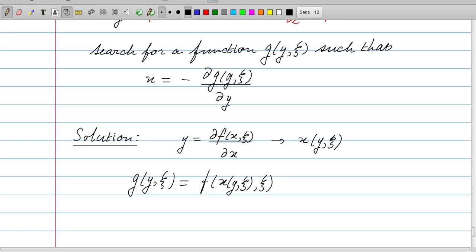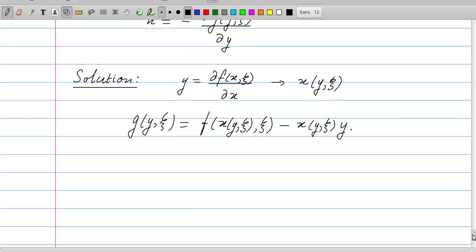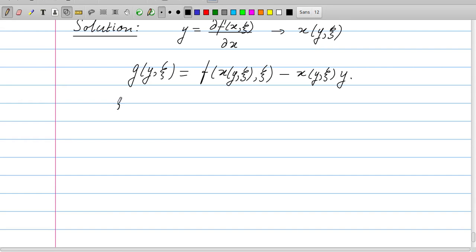But it turns out that in order to satisfy this requirement, it's necessary to subtract here the x, which is a function of y and psi, times y. And so having this, we can show that indeed dg/dy gives me the required result. So let's do that. I need to take the derivative with respect to y, so we have to use the chain rule. We first calculate df/dx, and then we multiply that by dx/dy. Then we move to this term. That gives me first the dx/dy, and that should be multiplied by y, which is still there. And then we have the derivative of y with respect to y, which gives me just 1. So I get minus x.